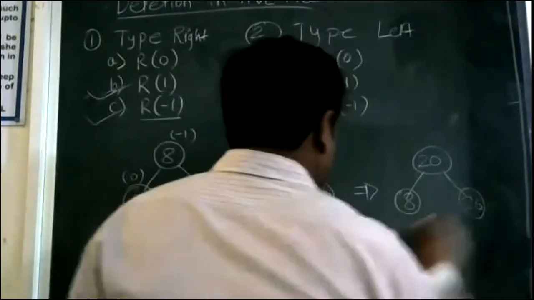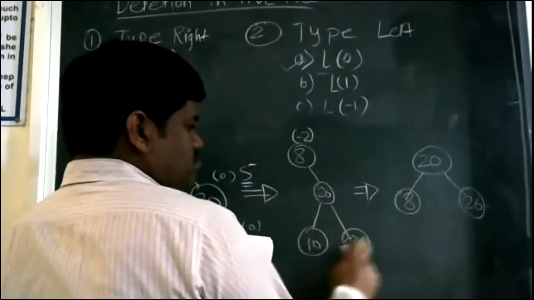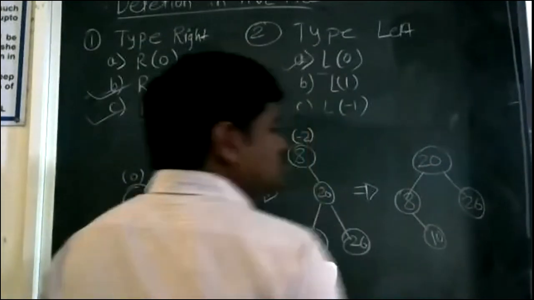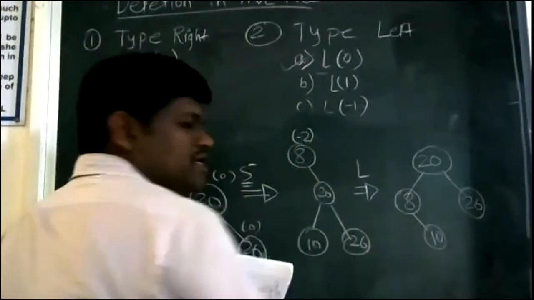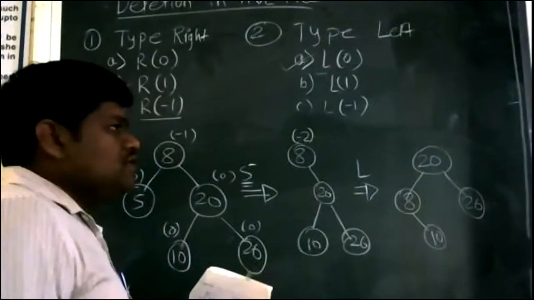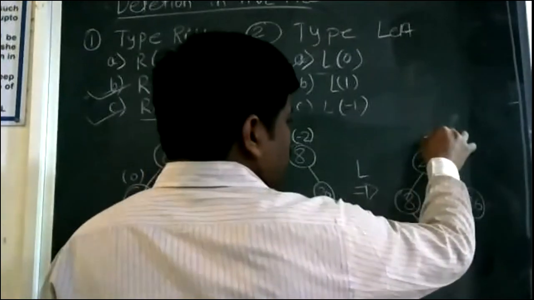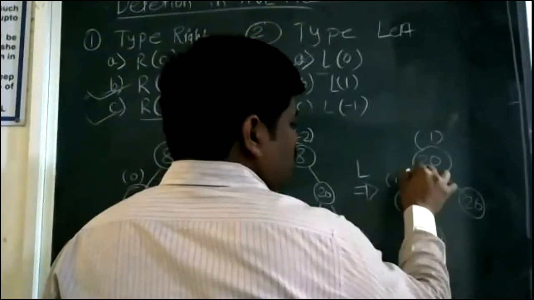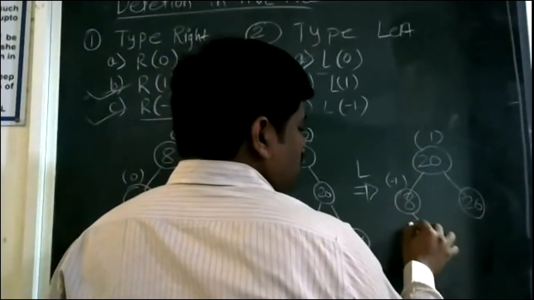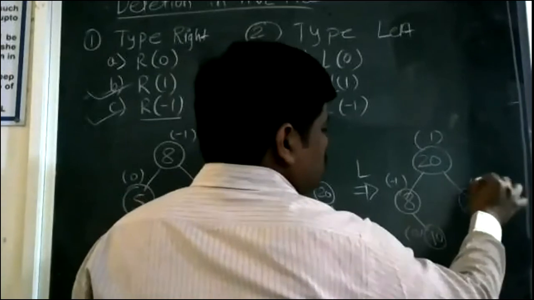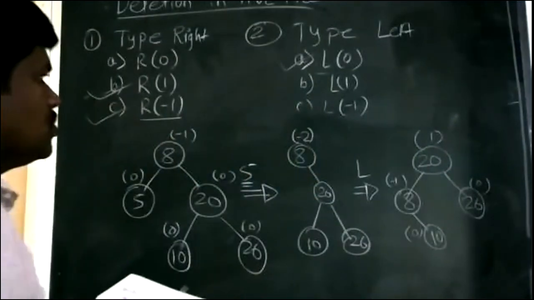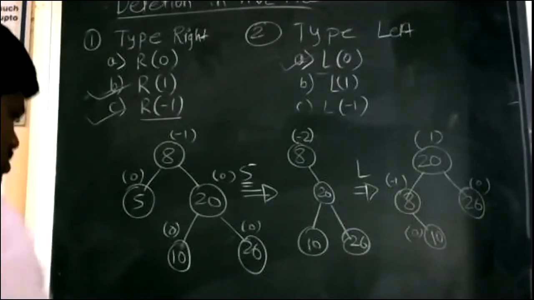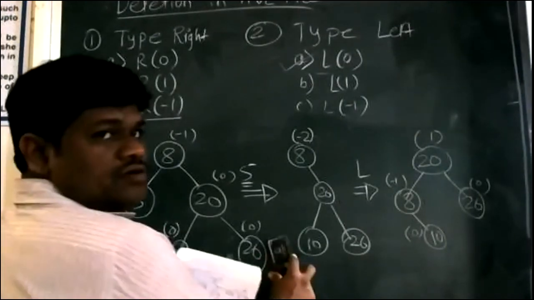26 and 10, where to add 10? Right. So here I have applied the left rotation. Now what is the balance factor here? 1 here. And here is the 0. Here is the 0. Right. Simultaneously, all of you please write down the steps. Yes, dictated.